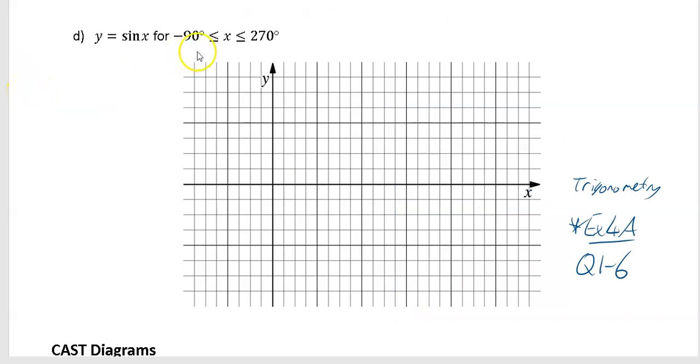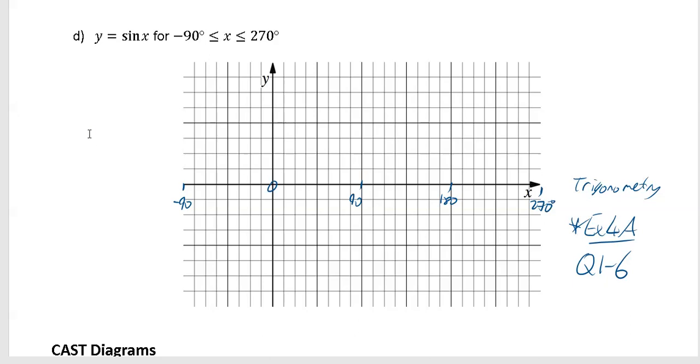Okay, this one, they've asked you to draw sine in the range -90 to 270. So the first thing I'm going to do is my horizontal axis. So I'm going to do -90 here. That's going to be 0. That's going to be 90. That's going to be 180. And that's going to be 270. So I've used the full width of the thing, which is good if you can do it.